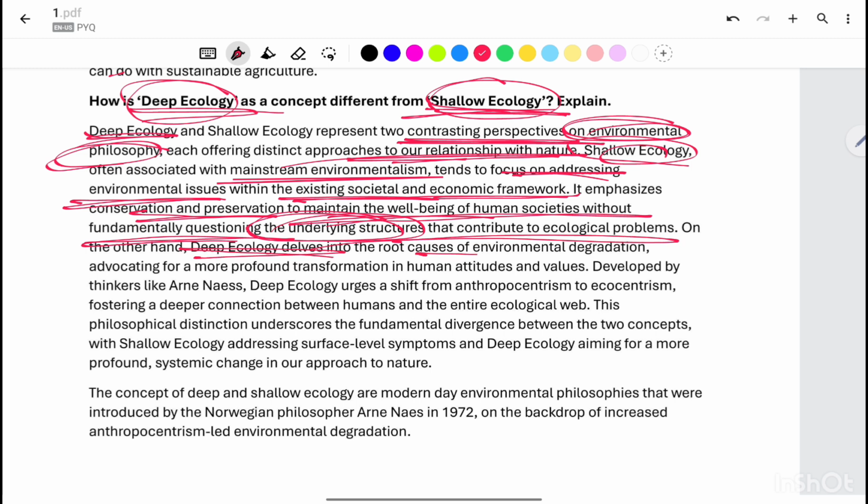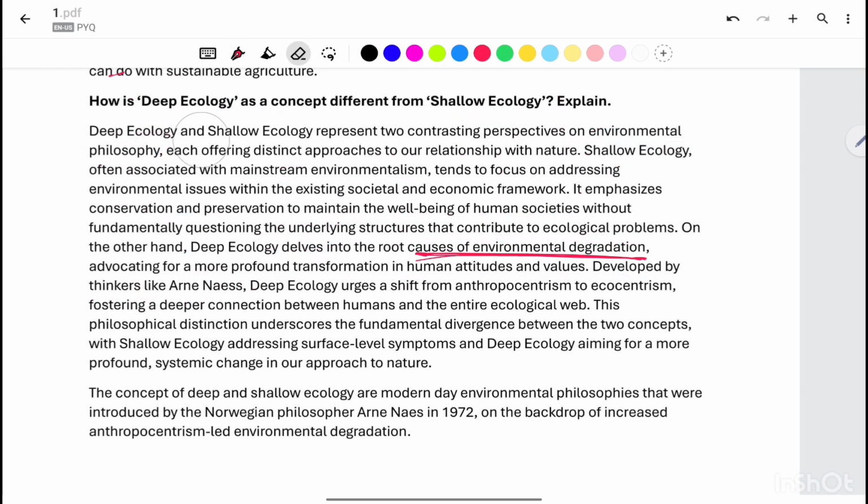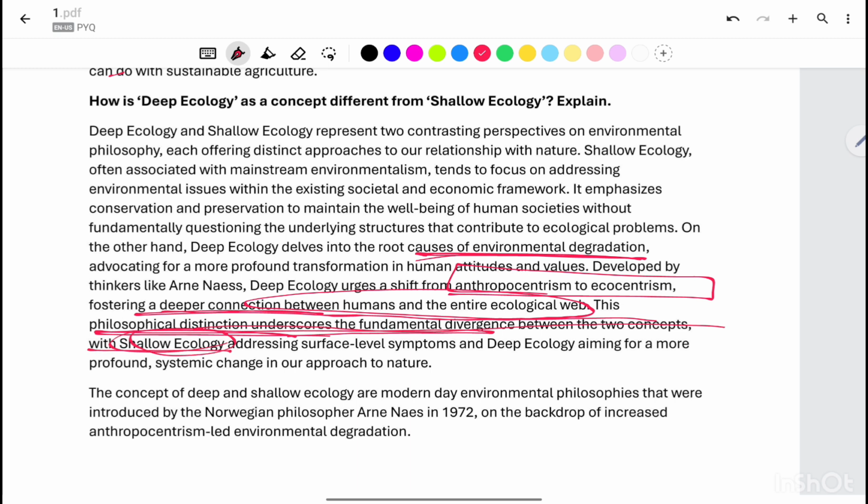On the other hand, deep ecology involves the root causes of environmental degradation, advocating more profound transformation in human attitudes. Developed by thinkers like Arne Naess, deep ecology urges a shift from anthropocentrism to ecocentrism, right? Fostering a deeper connection between humans and the entire ecological web. The philosophical distinction underscores the fundamental divergence between the two concepts: shallow ecology addresses surface level symptoms and deep ecology aims at more profound systemic change in our approach to nature.